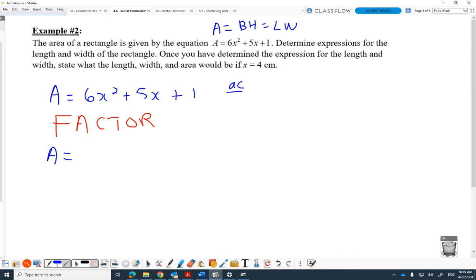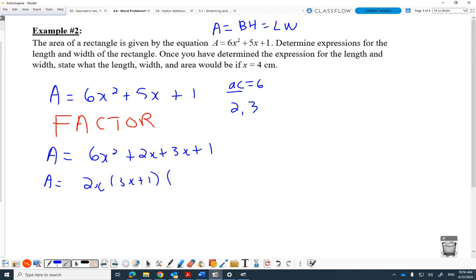So AC is 6. She says it's 2 and 3. 2 times 3 is 6. 2 plus 3 is 5. If you haven't got great at those yet, it's time to panic. It's time to get into gear and get these things narrowed down. So I take 6x squared, and I break it into 2x and 3x, and then I do my common factoring. 2x, 3x plus 1, and 1. AC 6.